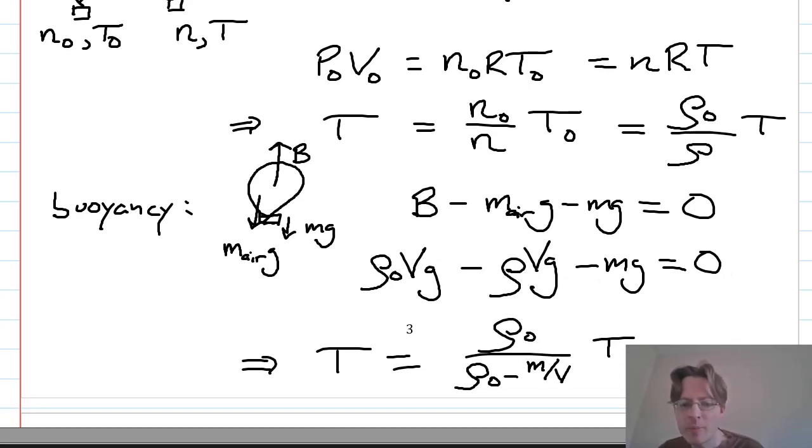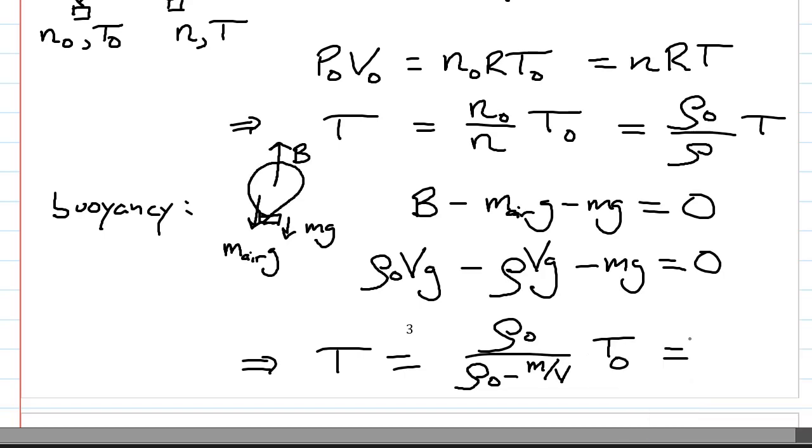This gives me the final temperature, and this is T naught. It gives me a final temperature of 473 Kelvin. Remember, whenever you use the ideal gas law, you have to plug in the temperatures in Kelvin. Then, if you wish, you can convert it back to Celsius.